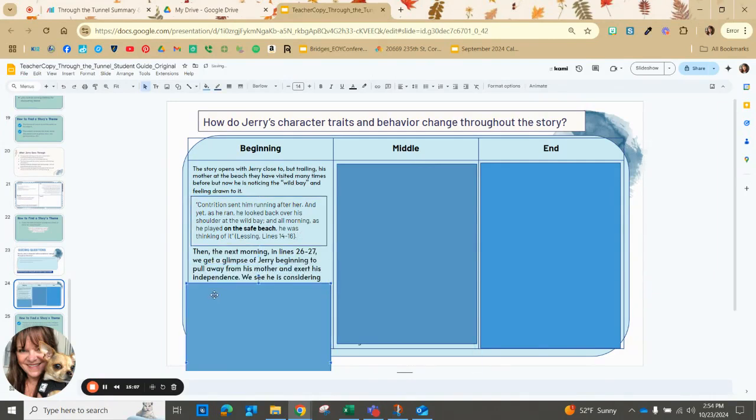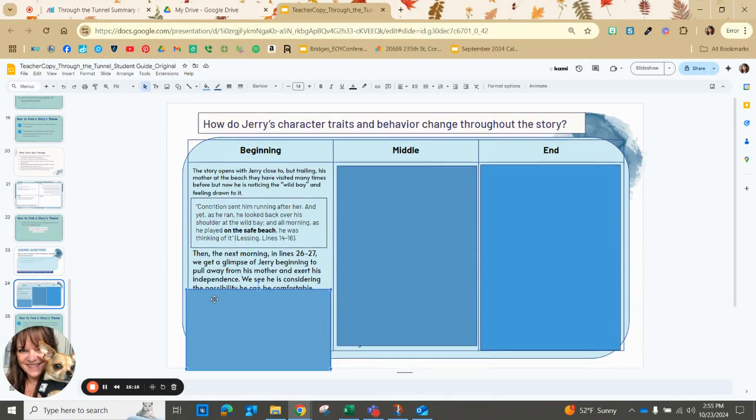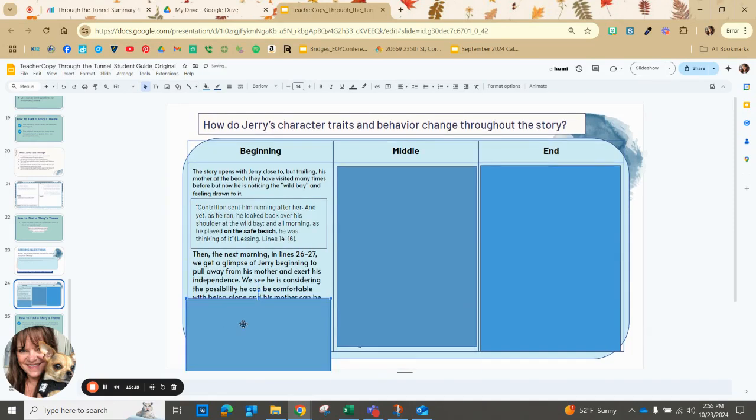And then I said that the next morning, in lines 26 and 27, we get a glimpse of Jerry beginning to pull away from his mother and exert his independence. We see he is considering the possibility he can be comfortable being alone and his mother can be by herself away from him. It's a very good sign that he is maturing.